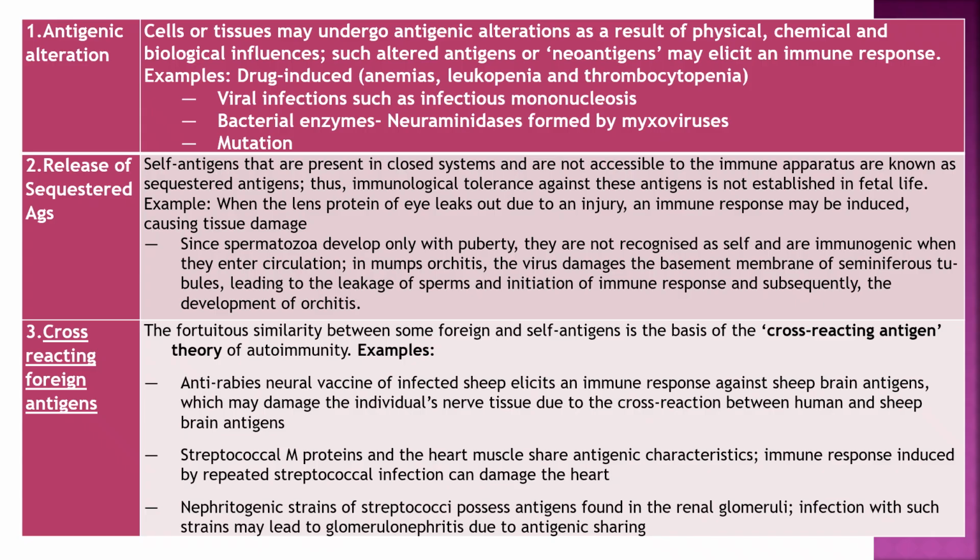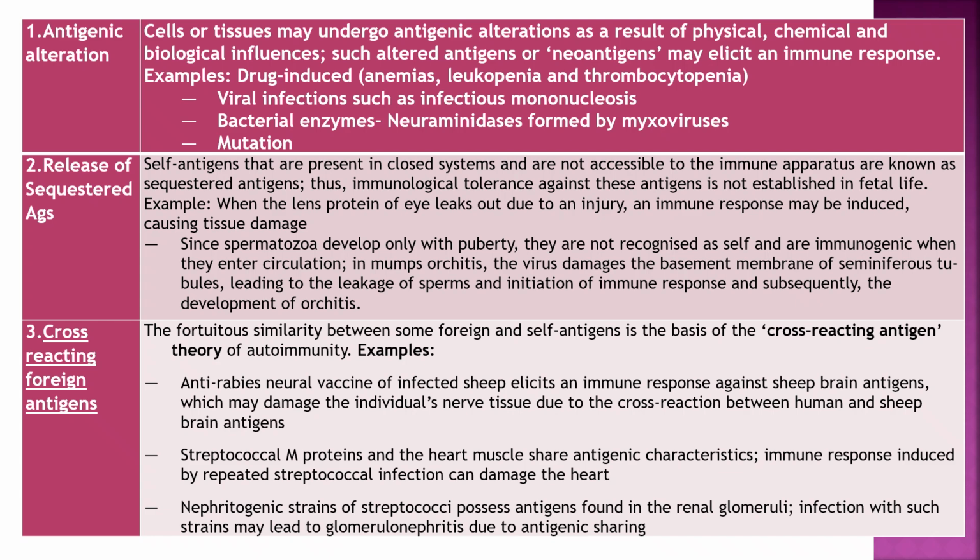Second, release of sequestrated antigens. Self-antigens that are present in a closed system are not accessible to the immune apparatus, known as sequestrated antigens. So immunological tolerance against these antigens is not established in fetal life. Example, lens protein of the eye leaks out due to injury, an immune response is induced and causes tissue damage.